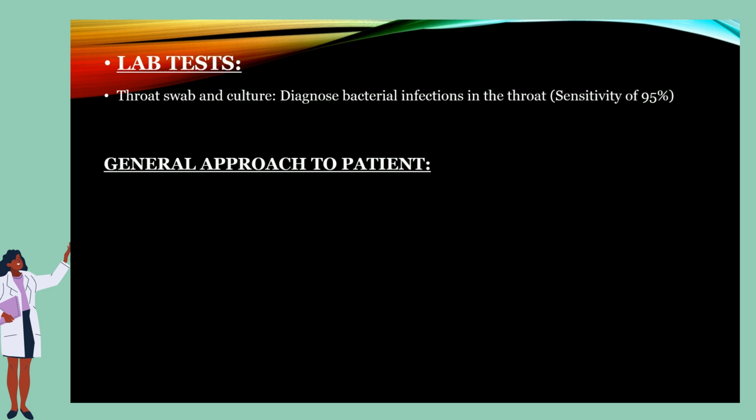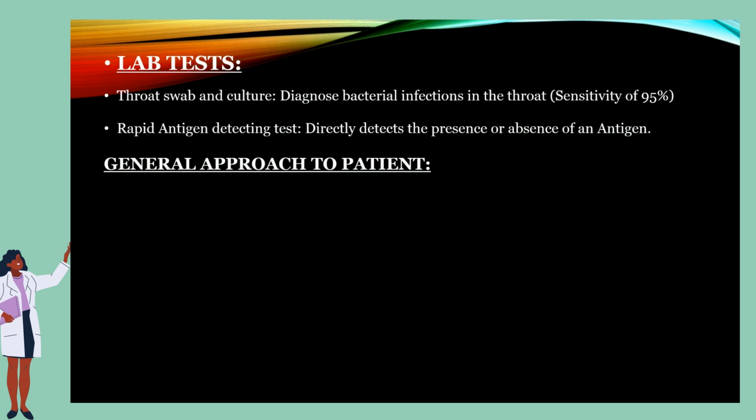Basically, the doctor or healthcare professional takes a cotton swab and inserts it through the mouth to the pharynx area or the tonsils area, and collects the mucus from the mucosal area or the tonsils. From that, he detects what type of pathogen the patient is suffering from, whether it is a bacteria, a virus, or any other kind of pathogen. This throat swab and culture test has a sensitivity of 95%, meaning this test is 95% accurate.